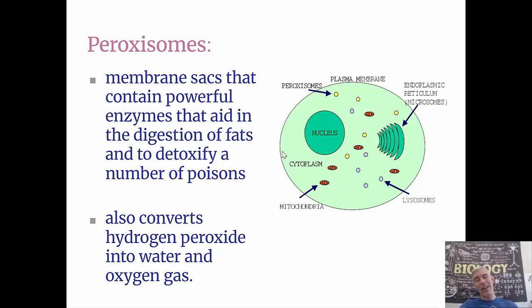Peroxisomes are complicated. They don't ask about them that much, but I like to talk about them because you may learn about them if you do major in biology in college, or even if you don't and you take another biology class. Peroxisomes are organelles that both manufacture hydrogen peroxide and also break down hydrogen peroxide. Hydrogen peroxide is a really, really nasty molecule, but it also can be used for good.